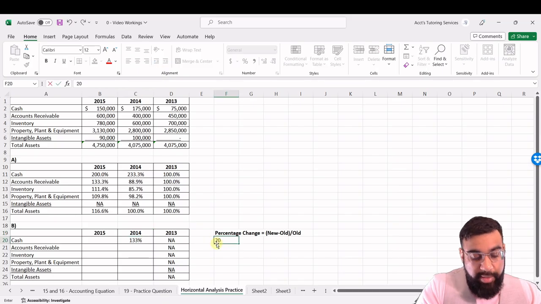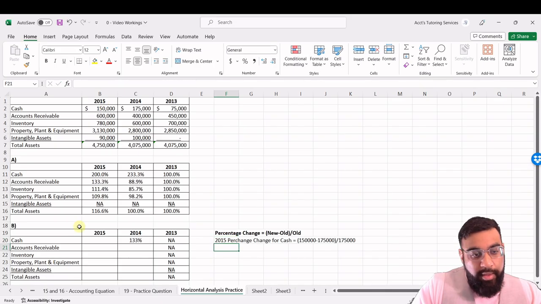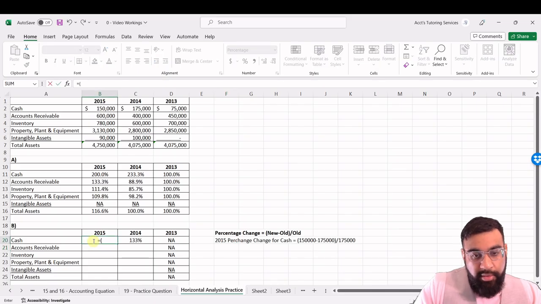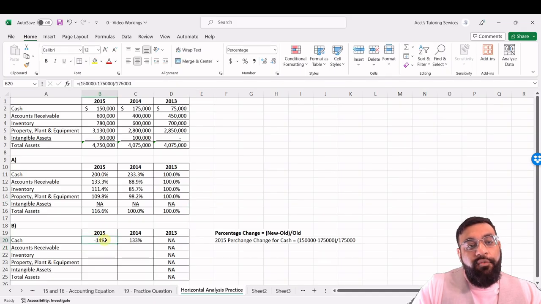So let's just say, for example, for 2015, percentage change for cash, I'm going to take the new value, which is 150,000. Remember, I'm going to put that in brackets, minus 175,000, the old value, and divided by the old value, right? So plugging this in over here, 150,000 minus 175,000 divided by 175,000 gives me a percentage change of negative 14%.